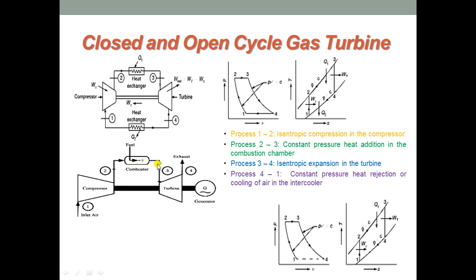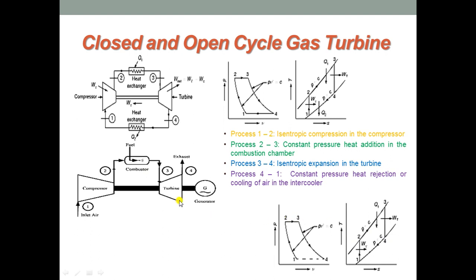The hot gases produced by the combustion process mixes with the compressed air. Due to this, the air gets heated up and also its mass increases, and the process is shown from point 2 to 3 on PV as well as TS diagram.